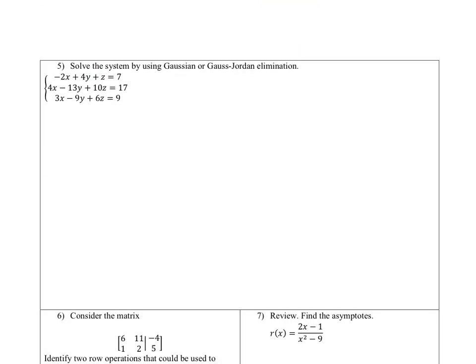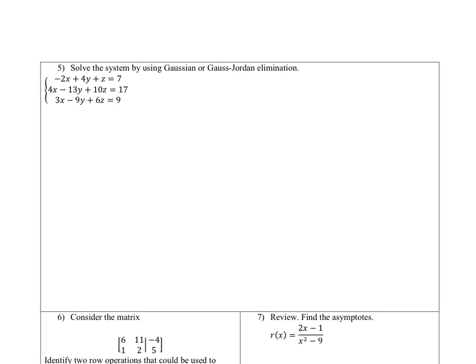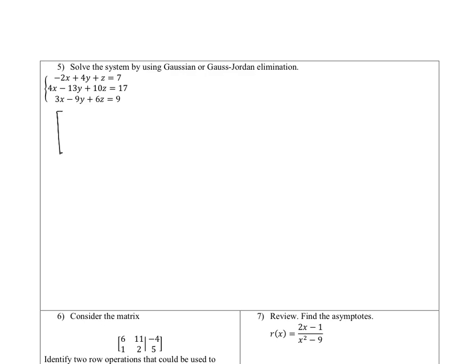Okay, we're going to look at number 5, which is a system of 3 equations. So we're going to have a matrix with 3 rows. So it'll be negative 2, 4, 1, 7, 4, negative 13, 10, 17, 3, negative 9, 6, and 9. And we want to solve this by using either Gaussian or Gauss-Jordan elimination.